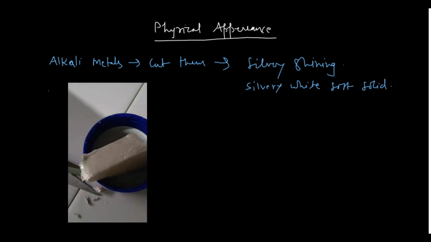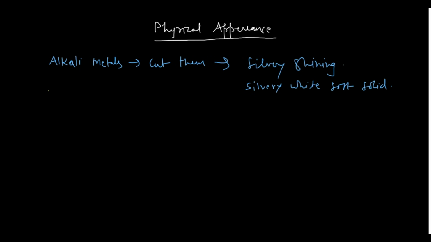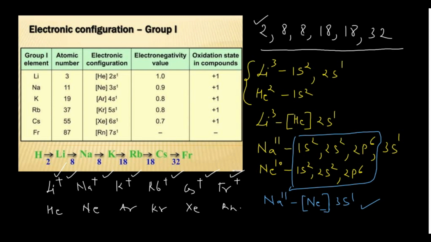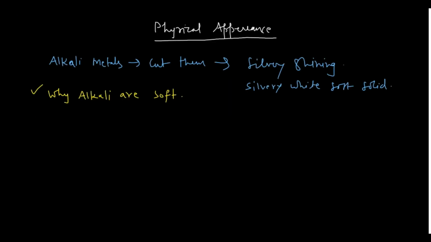Why are alkali metals soft? Iron is a very famous metal which is very hard, and other metals are also hard, but these alkali metals are very soft. The reason for the softness: if you go back here, you can see only one electron is present, that means only one bonding electron. So the metallic bond in the alkali metals is very weak, and due to this weak metallic bonding, your alkali metals are soft in nature.